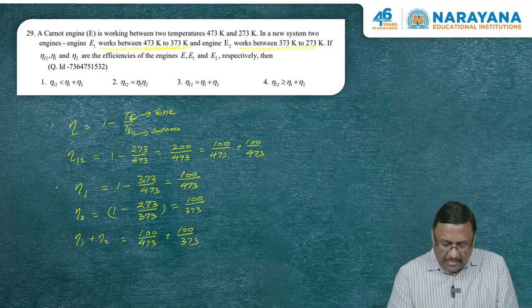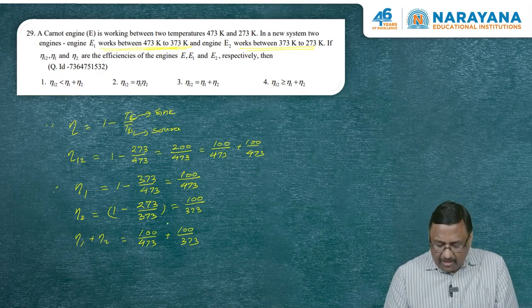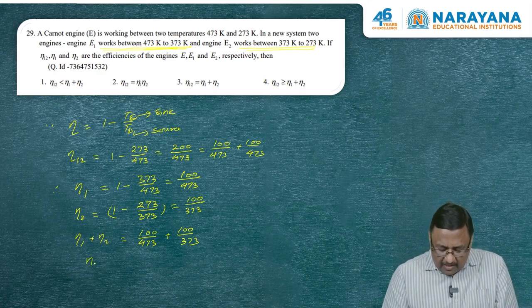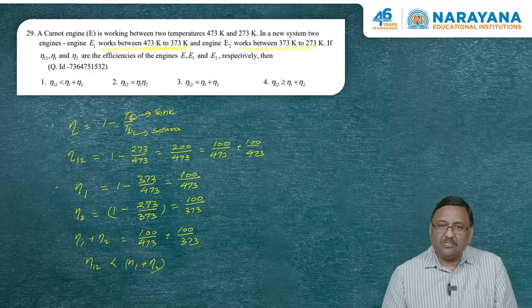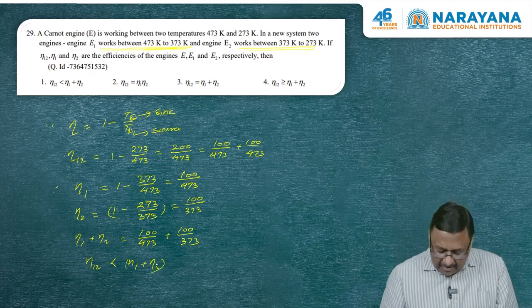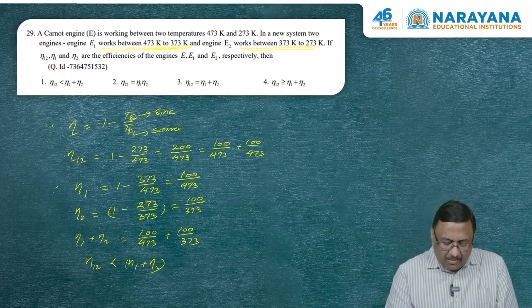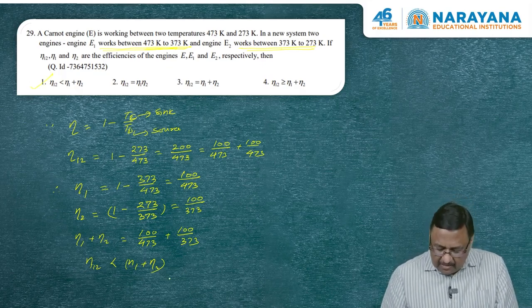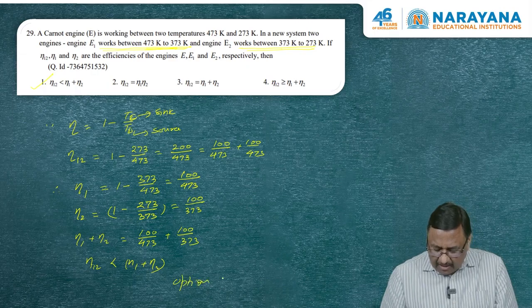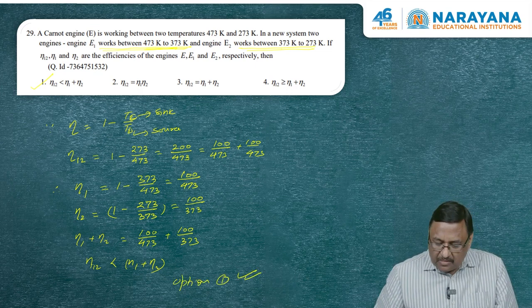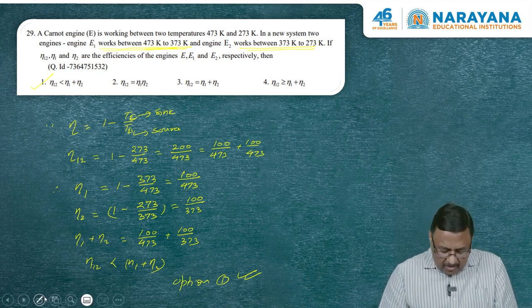That means what we can understand from here, that eta 1 plus eta 2 definitely is going to be more than this eta 12. So straight away you can say eta 12 is going to be less than eta 1 plus eta 2, or the sum of the efficiencies of the two engines E1 and E2 is more than the efficiency of the engine E. So that means now option A should be the right answer. So option A is the right one. Option 1 is the correct option. I hope that is also a simple question in this paper, not a very difficult one.